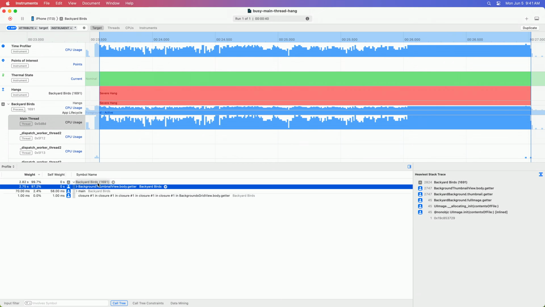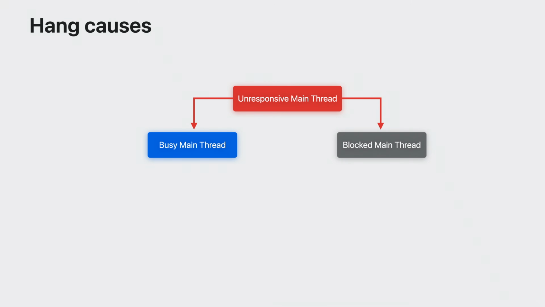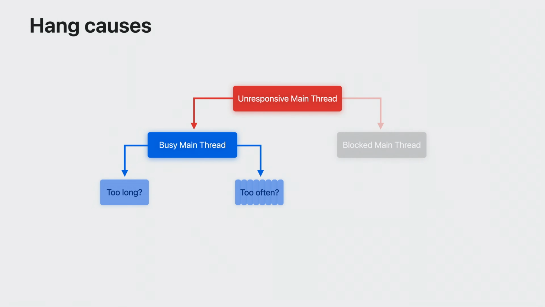The call tree view shows us that almost all our backtraces contain the BackgroundThumbnailView.body.getter call. It looks as if we should make our body getter faster, right? Not quite. So we know we have a busy main thread case, meaning the CPU is doing a lot of work. We also have found a method where a lot of CPU time is spent, but there are two different cases now. We might be spending a lot of CPU time in this method because the method itself runs for a long time. But it could also be that it is just called a lot of times, which is why it shows up here. How we should reduce the work on the main thread depends on which case we have.